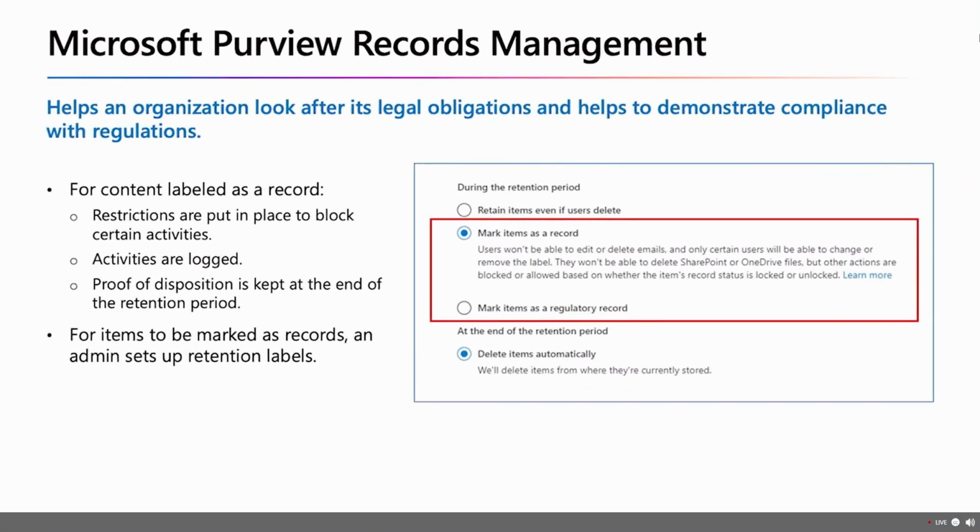When an administrator labels something as a record, they can block certain activities such as deleting the document or editing it. Or they can track the document's path and all related activities. There are also retention tools that can mark and retain the record for retention and then retain the proof for disposal at the end of the retention period.